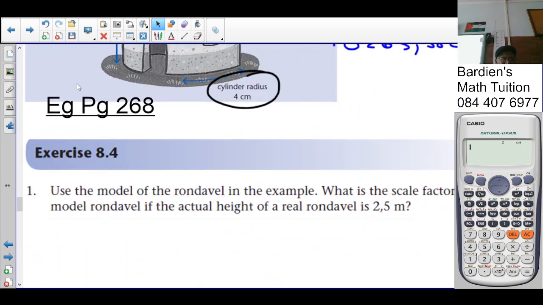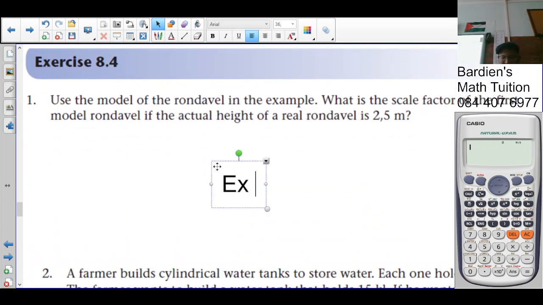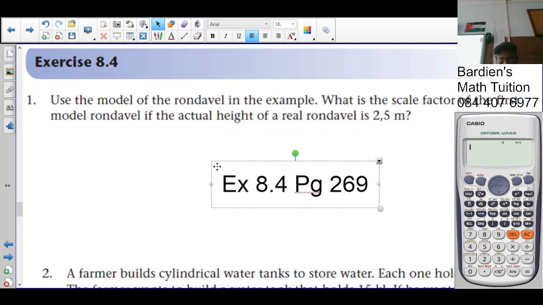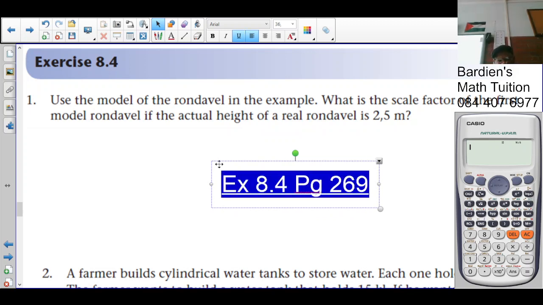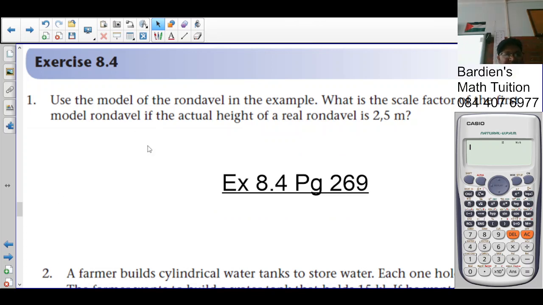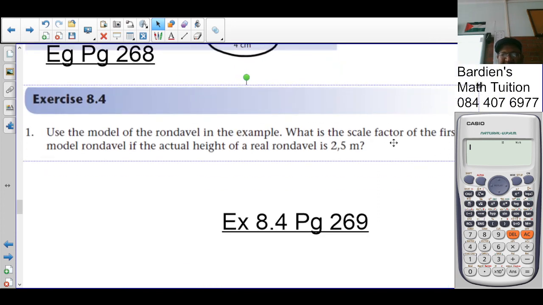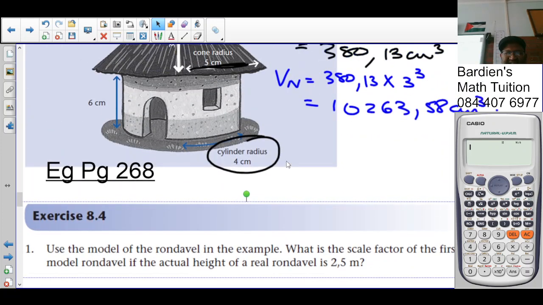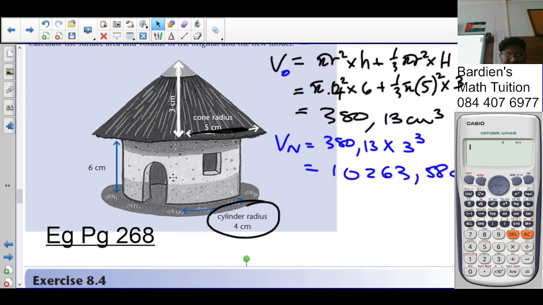Alright, so your homework was exercise 8.2. And this was on page 269. Alright, so we are told use the model of the rondavel in the example. What is the scale factor of the first model rondavel if the actual height of the real rondavel is 2.5 meters? So if you're looking at this rondavel, what is the height on this piece?